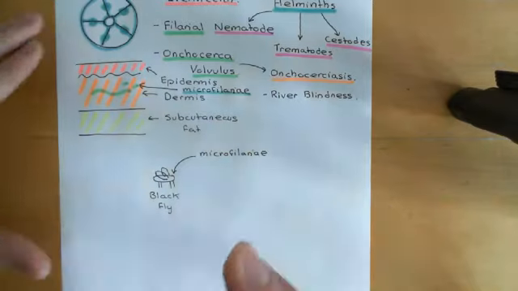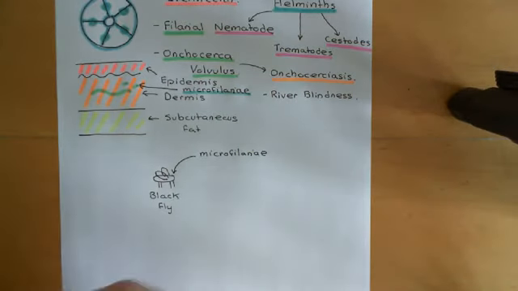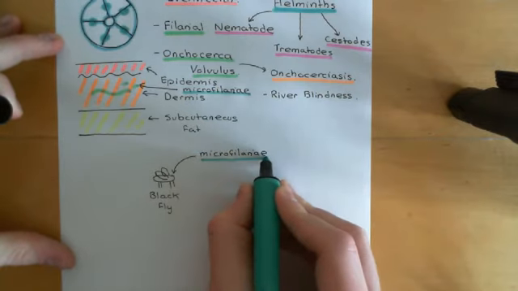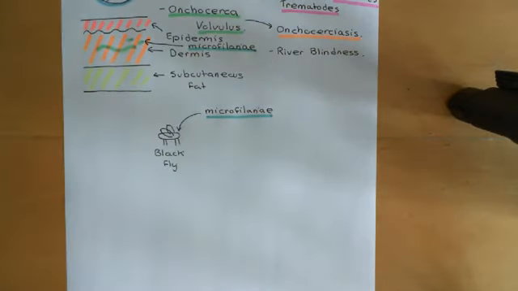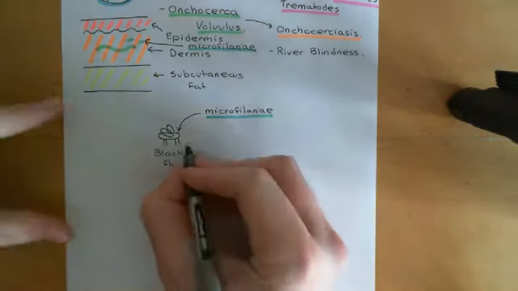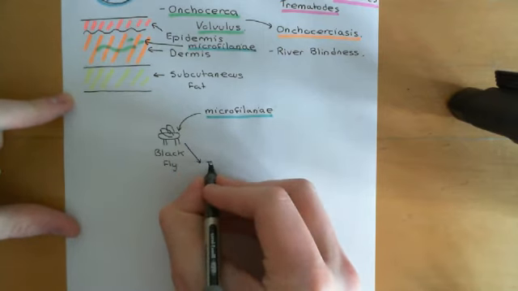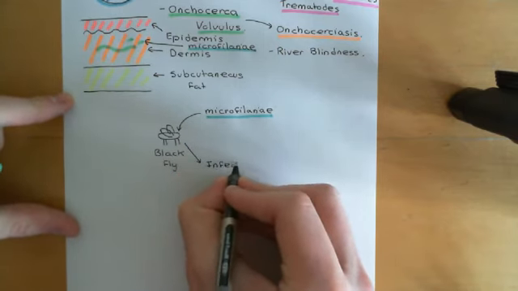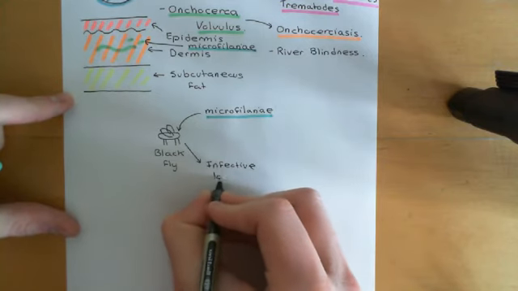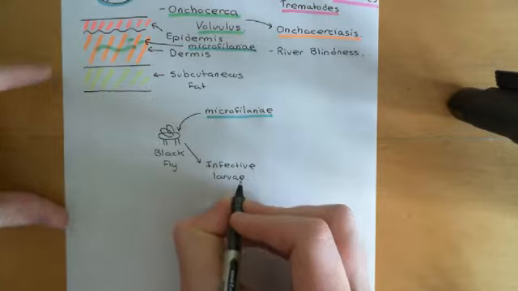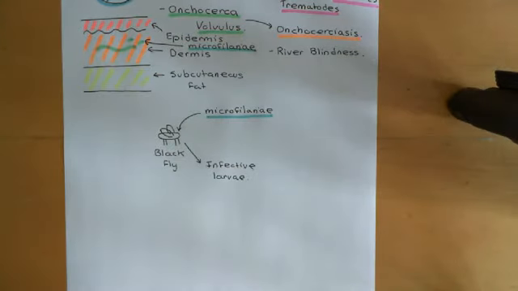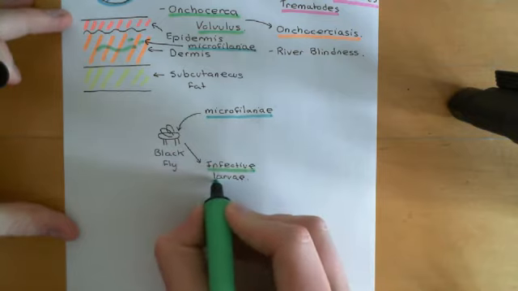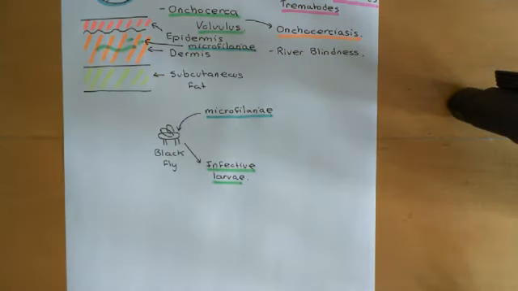Now, I'm not going to pretend to understand what actually happens inside the fly. However, what I do know is that inside the fly, these microfilariae can grow. They get much, much bigger, and they become what are called infective larvae. And then somehow, when the black fly bites another human who was previously not infected with onchocerca volvulus, it can end up putting the infective larvae into that second human.